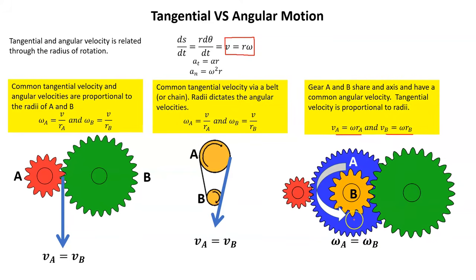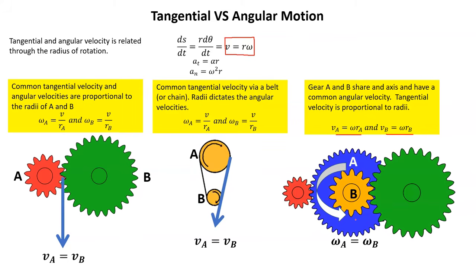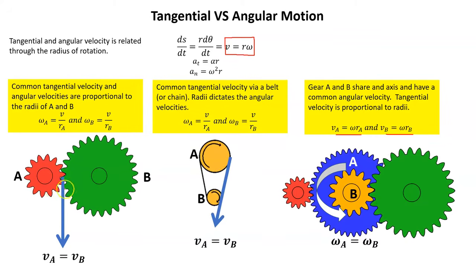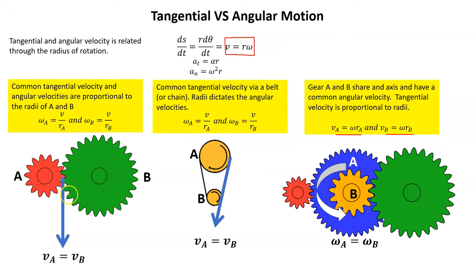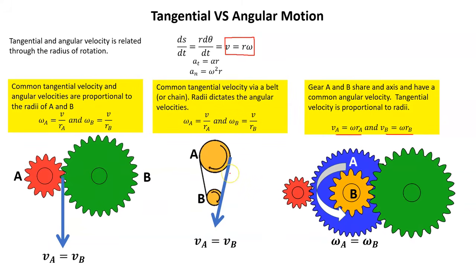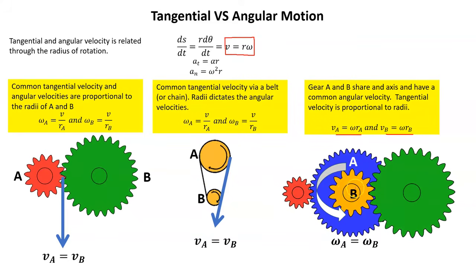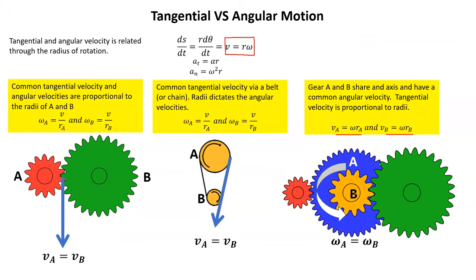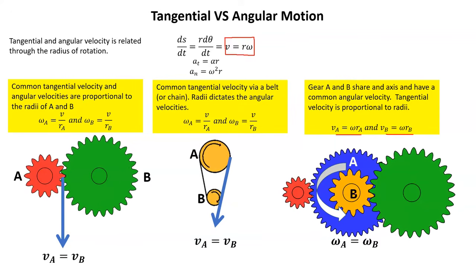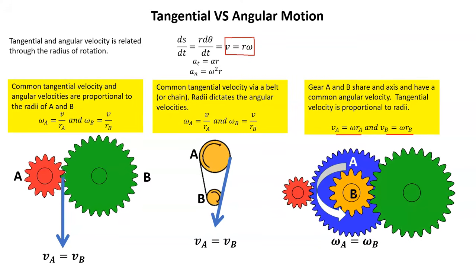All right. So you can see when that equation stays put, it just comes down to when they have a shared tangential velocity, either through example, the one with A and B in mesh, or a shared tangential velocity because of a chain or a belt, or a shared angular velocity because of a common shaft. Whatever one is common makes the other proportional to the radii of the two.